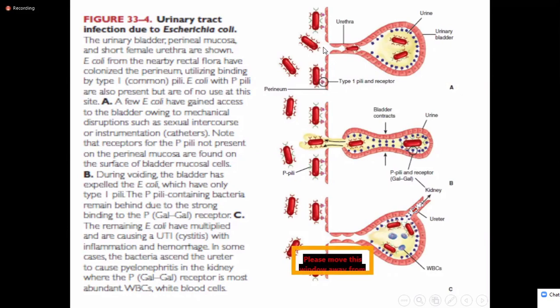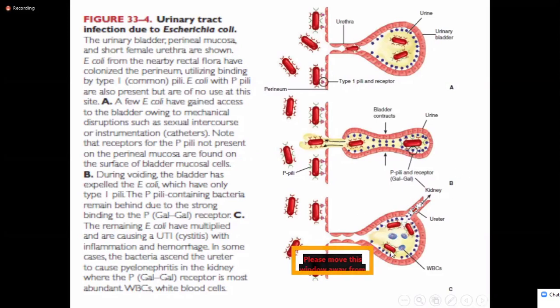Once they enter into the urethra and go to the bladder, if they have the P pili and the receptor is gal, as I said, they will attach to the bladder. And those which do not express the P pili will be washed out to the outside, because they cannot attach to the bladder.